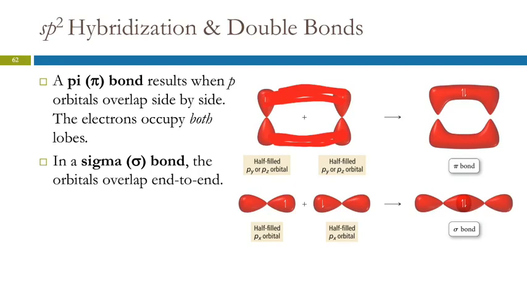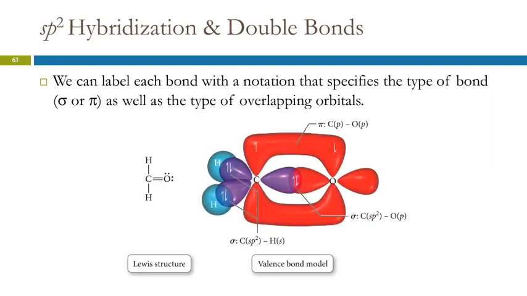So we can label each of these bonds, and the notation tells us what kind of a bond it is, what atoms it's bonding between, and the orbitals that are overlapping. So what we've got going on here, this is our Lewis structure. This is sp2 hybridized, and so each of these bonds is a sigma bond between an sp2 hybridized orbital on the carbon atom and the s orbital on the hydrogen.